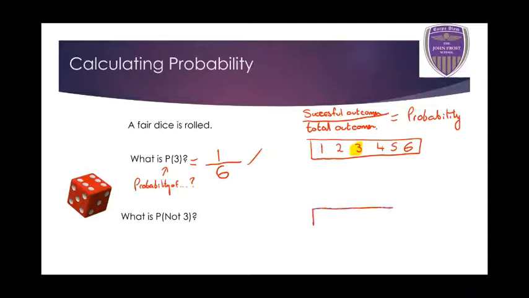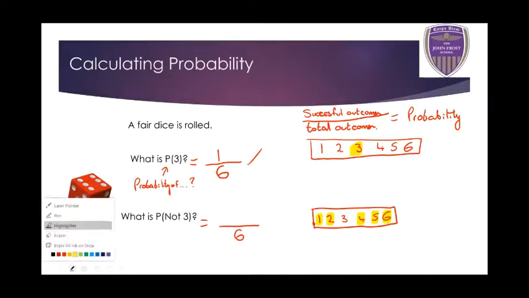Now, what is the probability of not rolling a 3? Again, if we consider all the numbers on a dice, we've got 1, 2, 3, 4, 5, and 6. Again, the number of total outcomes is 6. We have six different numbers we could roll on the dice. Now, how many of these are not a 3? We've got 1, 2, 3, 4, 5 different outcomes, because all of these numbers aren't 3. So the number of successful outcomes of not rolling a 3 is 5. Therefore, the probability of not getting a 3 is 5 over 6.